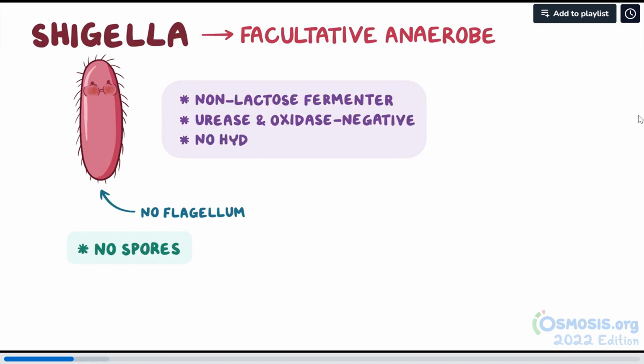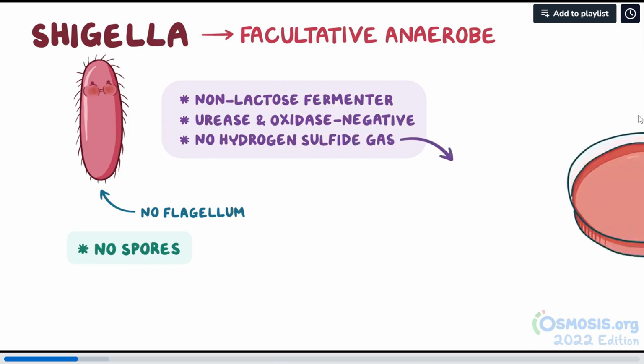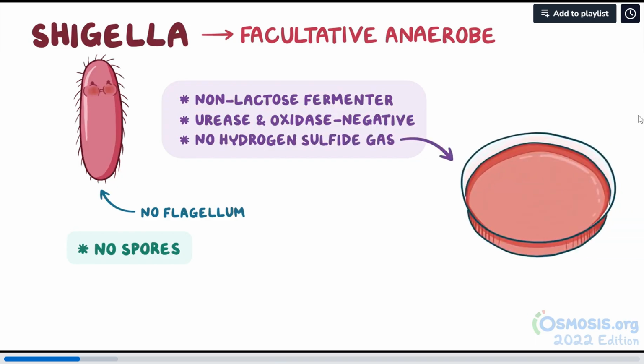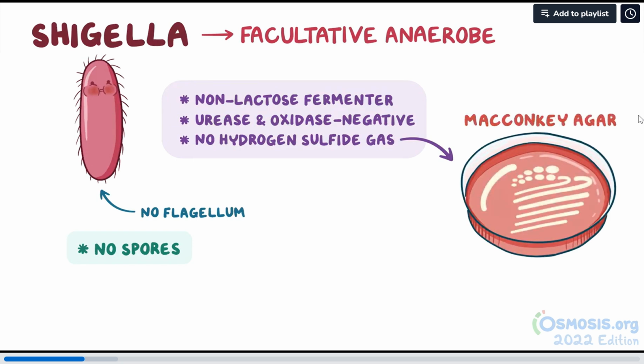Finally, it doesn't produce hydrogen sulfide gas either, and this can be used to selectively identify Shigella on special culture mediums like MacConkey agar. On this medium, Shigella mostly forms white, non-lactose fermenting, non-hydrogen sulfide producing colonies.